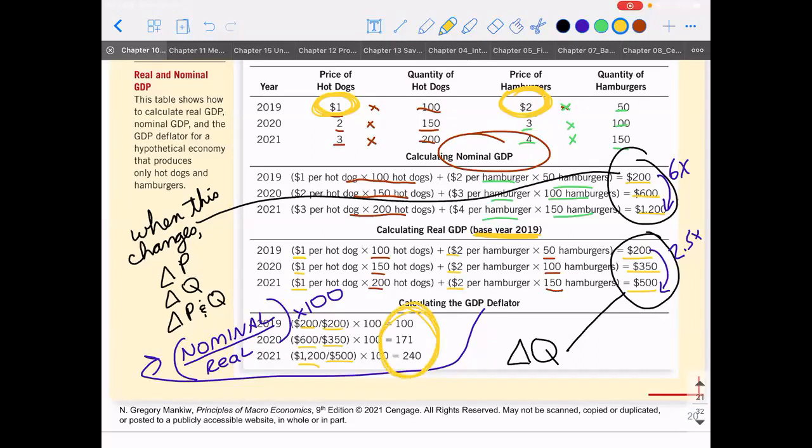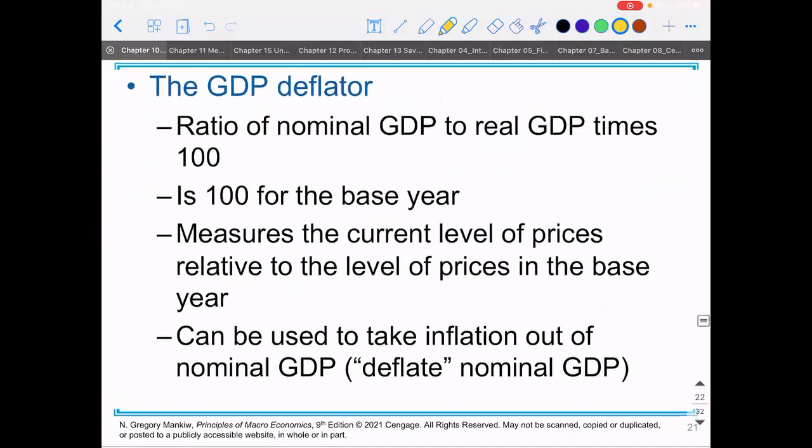Those GDP deflator numbers can tell us about the changes in prices because we can calculate the percentage change. To go from 100 to 171 is a 71% change. Prices increased by 71% from 2019 to 2020. And that's what we see described here.